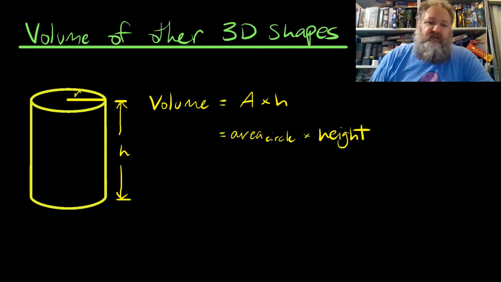Okay, so this one here is pretty easy. It's the area of the circle. We know that that's pi r squared, and it's multiplied by the height.